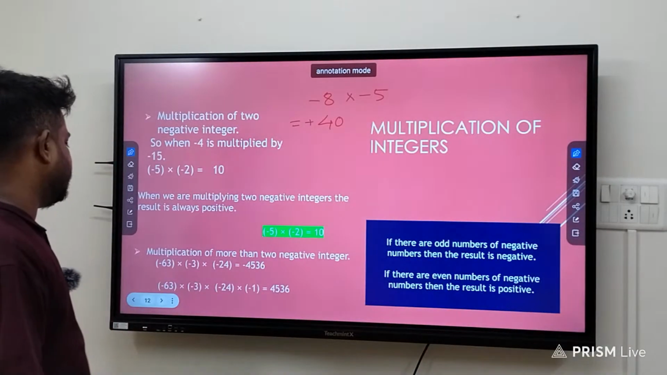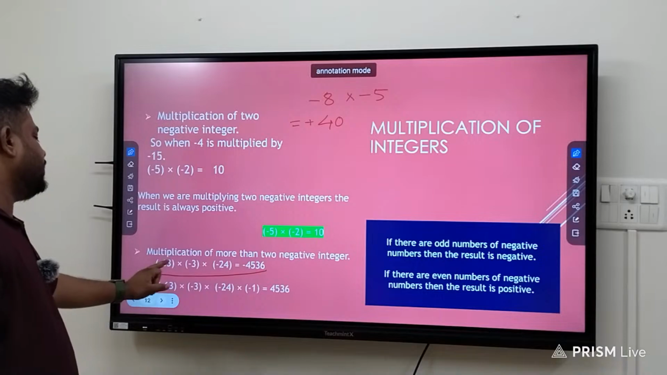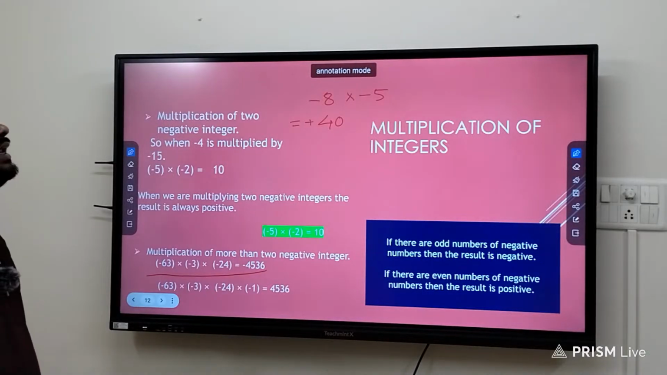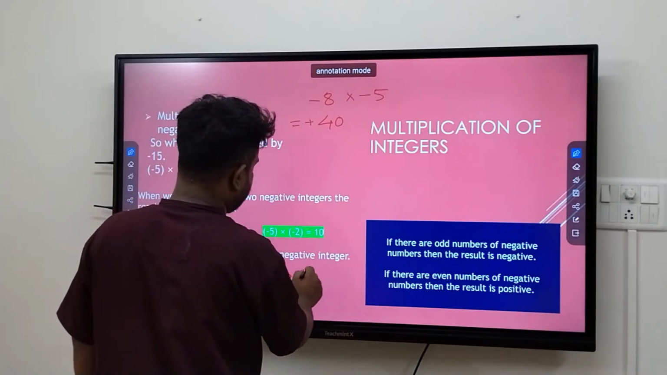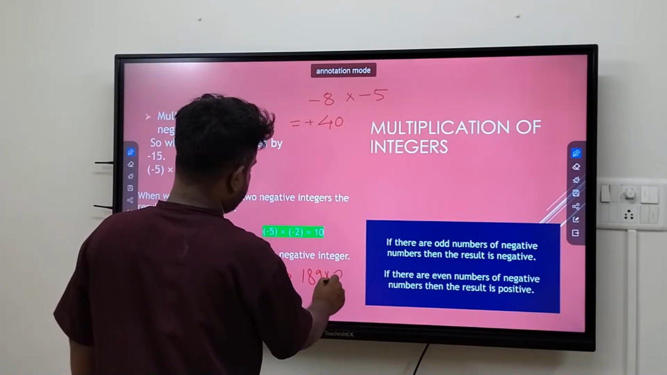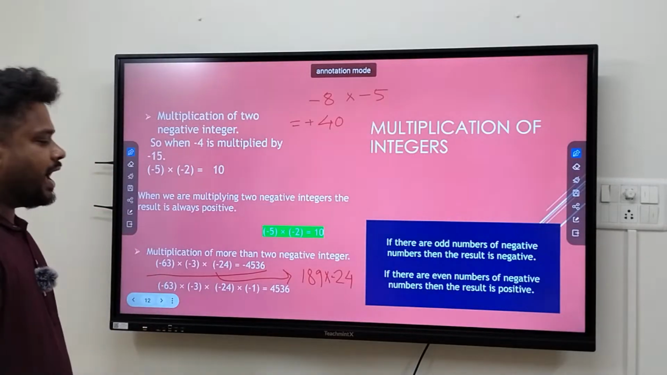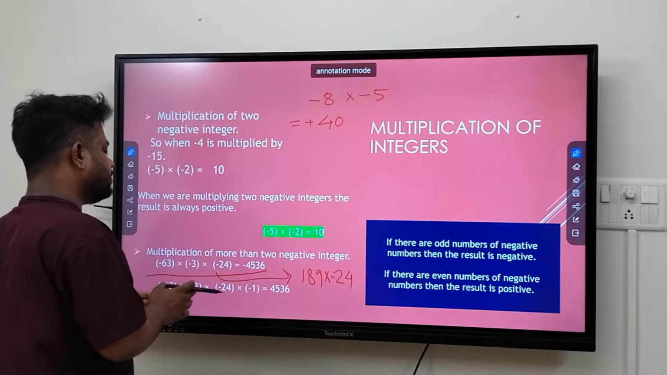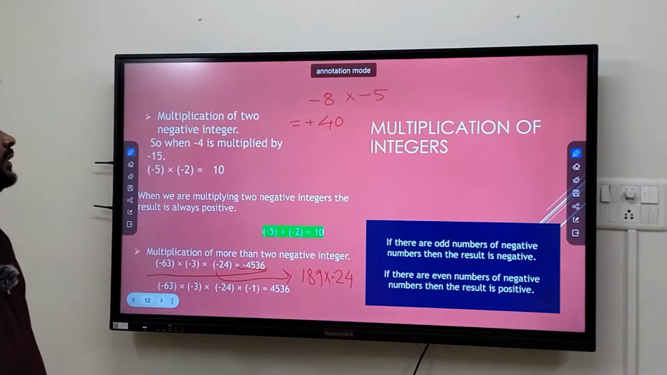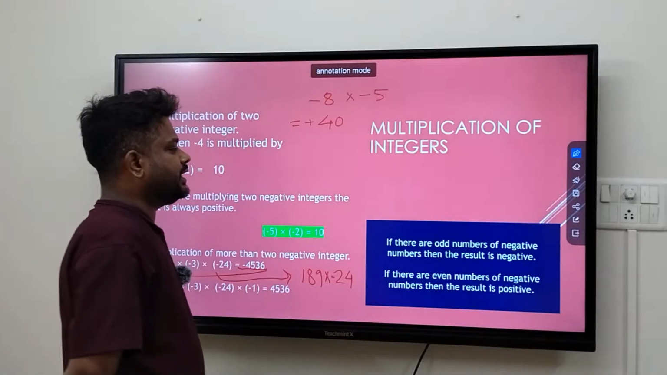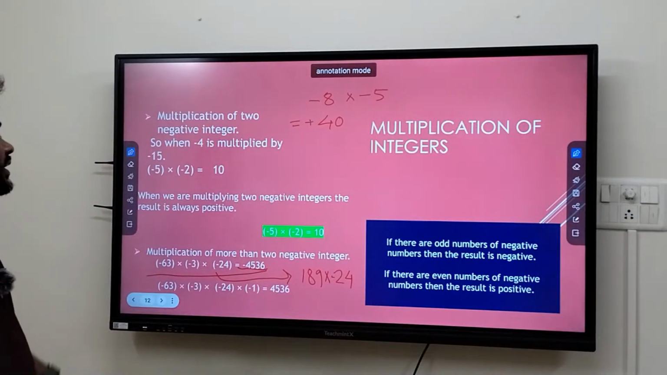Multiplication of more than two negative numbers. This will also follow the same process, like multiplying 63 with 3 will give us maybe 189. Okay, and minus minus will be plus. Then we will multiply 189 with 24 minus. So this will give us this number 4536, and plus minus multiplied becomes minus. So we are writing this number. Okay. If there are an odd number of negative numbers, then the result is negative. If there are an even number of negative numbers, then the result is positive.